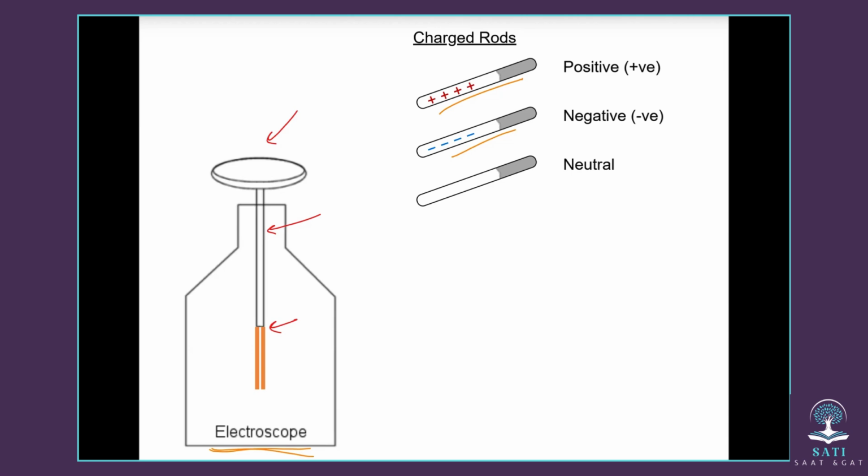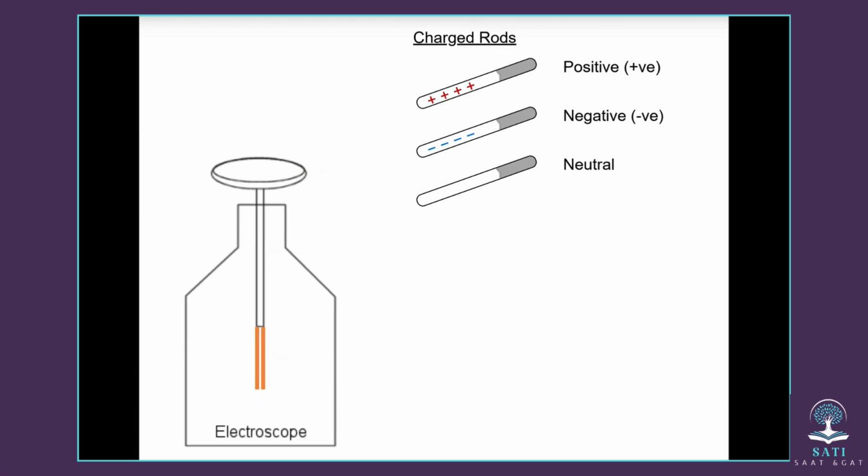Normally, before we start anything, we have to know that on this disk the number of protons equals the number of electrons. So this part is neutral. And this bar is also neutral: the number of electrons equals the number of protons. And on the leaves as well, the number of protons equals the number of electrons. So for these two leaves there is no attraction and no repulsion. They are in their standard position. They are not pulling or attracting each other, because the number of protons in them equals the number of electrons. So none of them is charged positively or negatively.